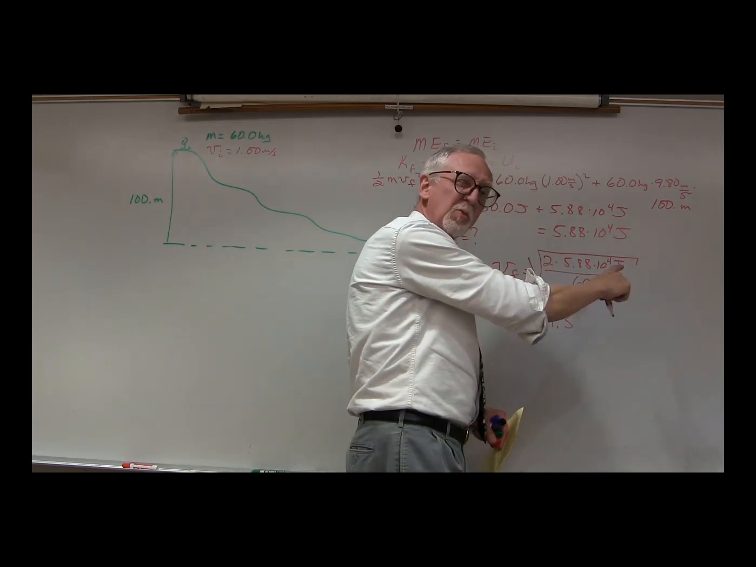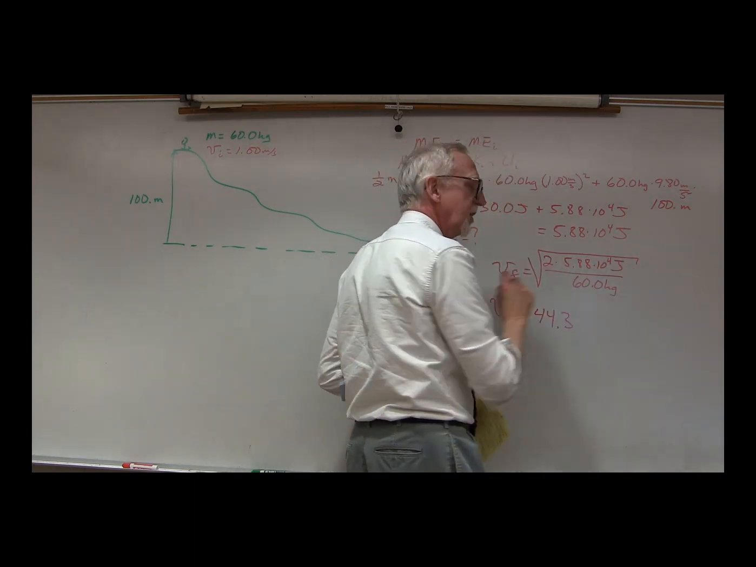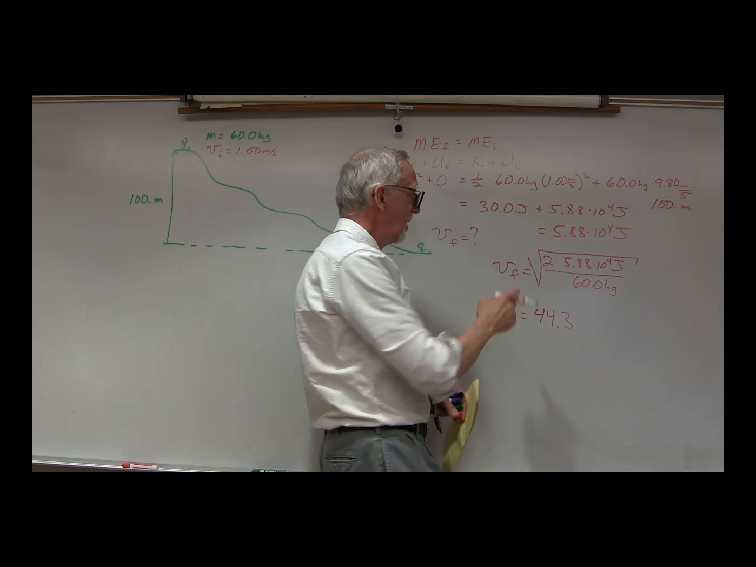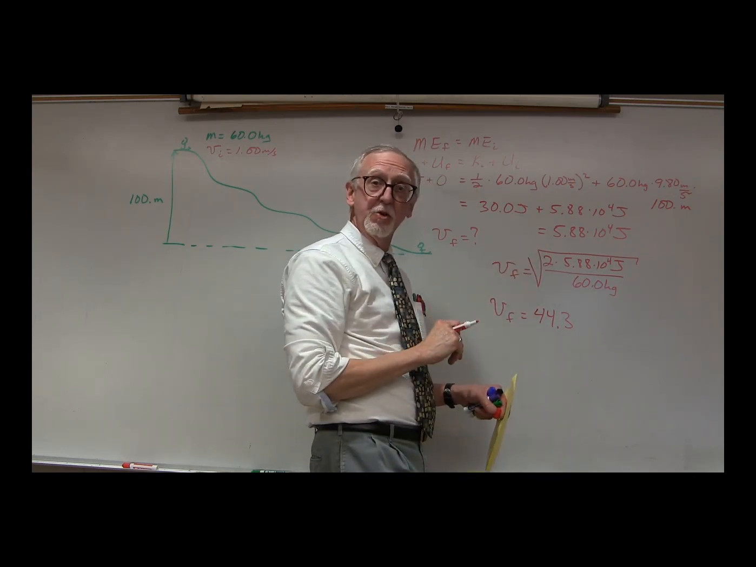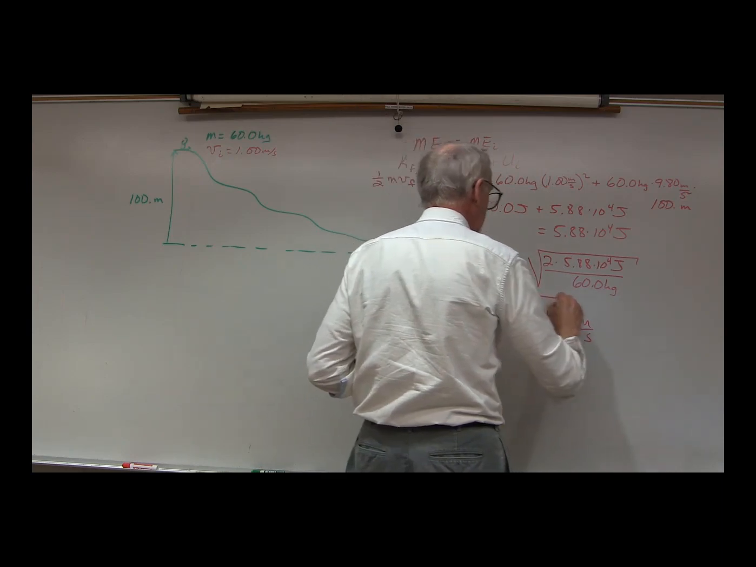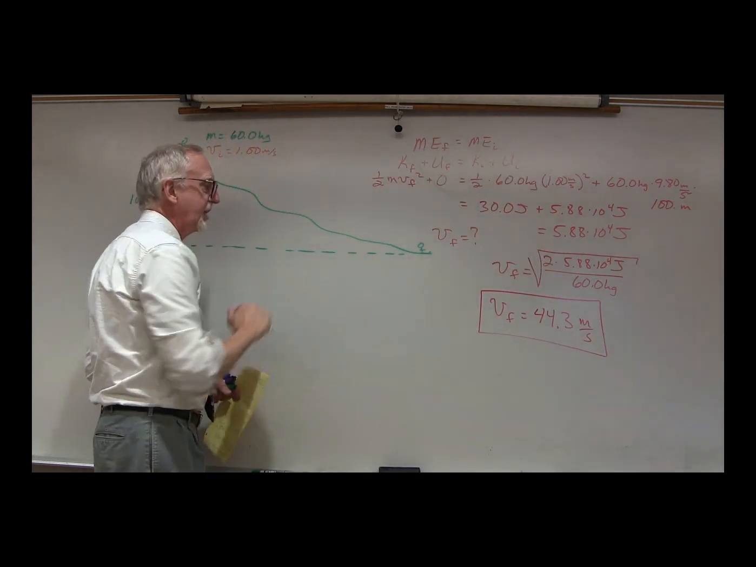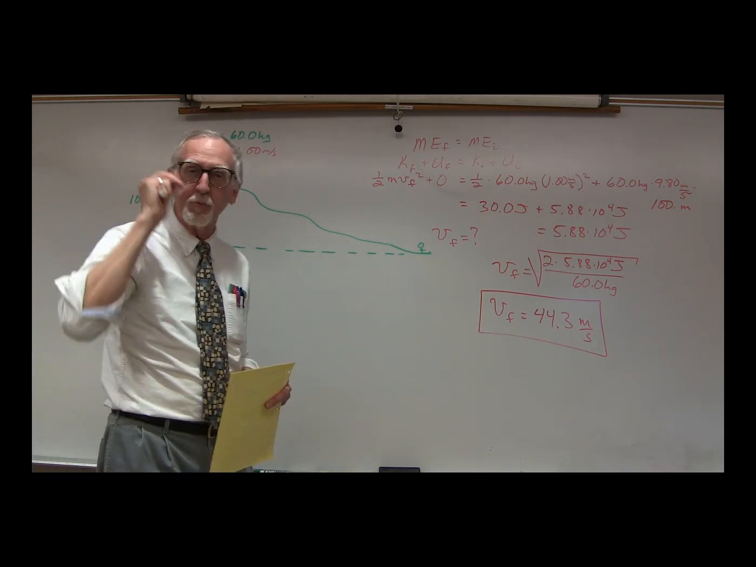Let's see, do these units work out? A joule is a kilogram meter squared per second squared. Divide off a kilogram, we get meters squared per second squared. Take the square root, and we end up with meters per second. Excellent, that works right out. Meters per second. There we go. Her final speed, or velocity in that direction, is 44.3 meters per second.